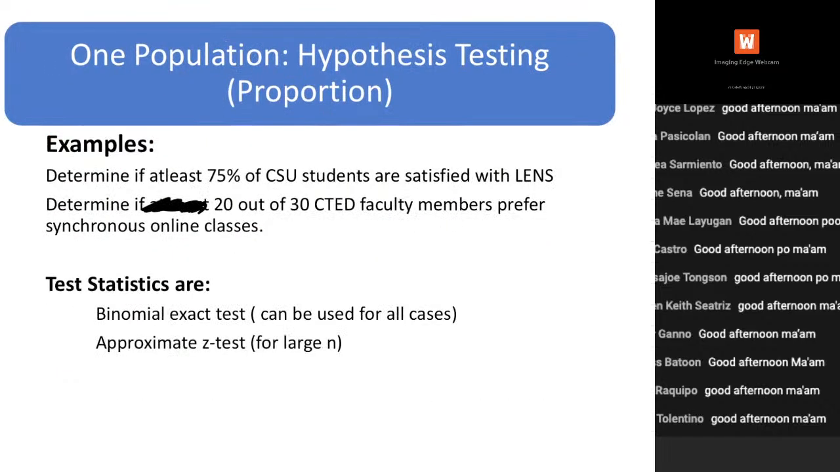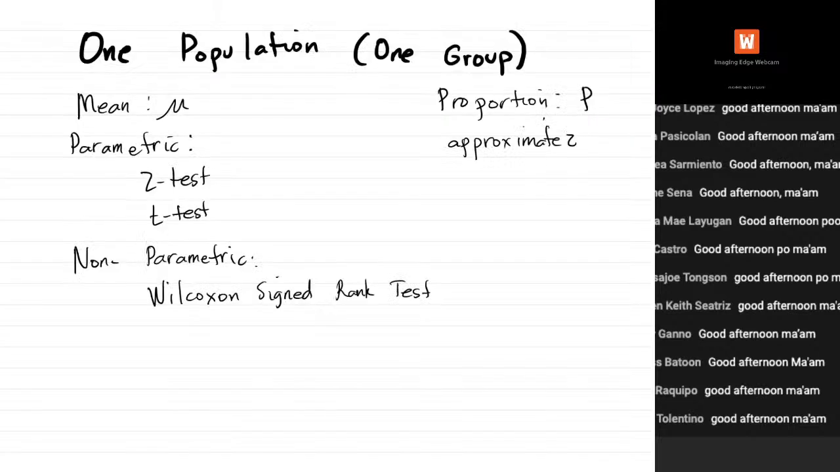Binomial exactness. Okay? Binomial exactness. So, lima na yan. Now, we move on to the next. To the next. Two populations na tayo.